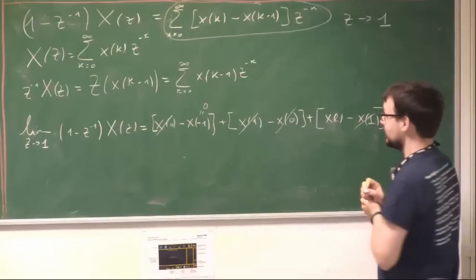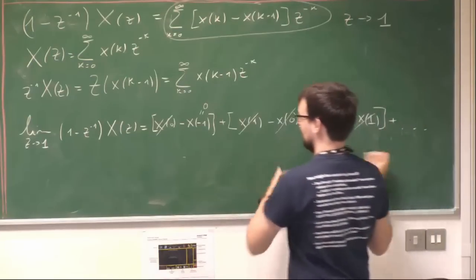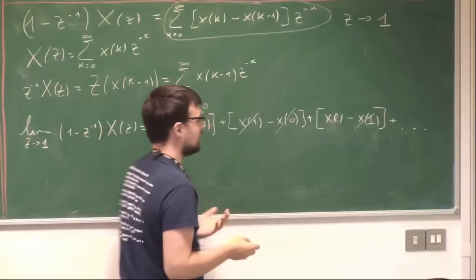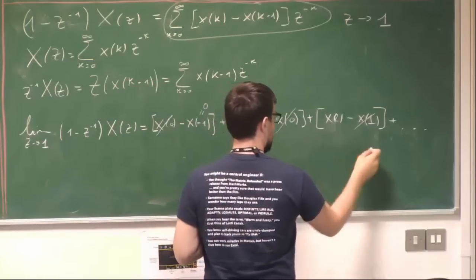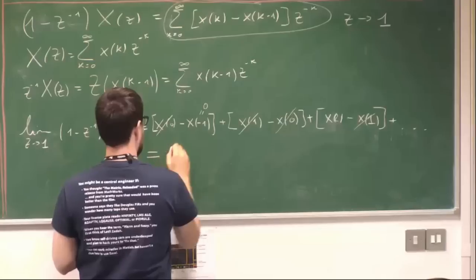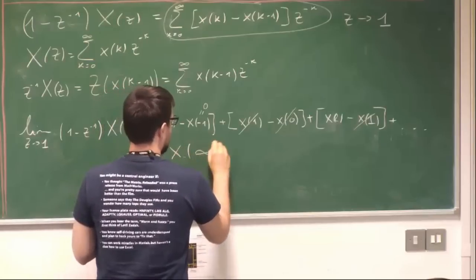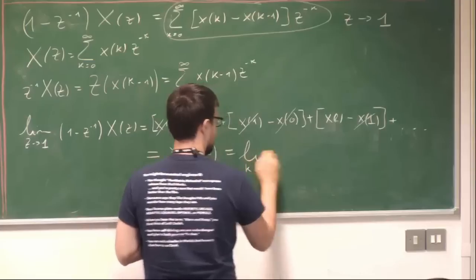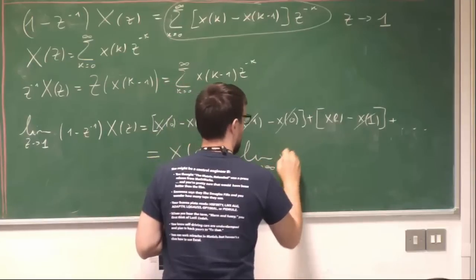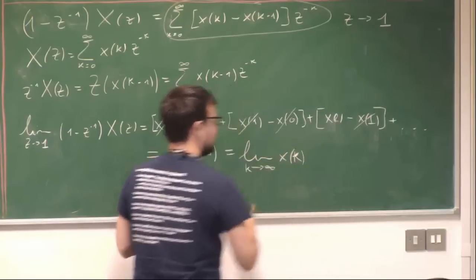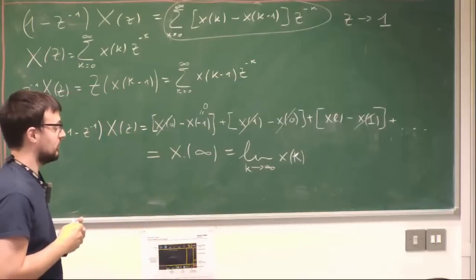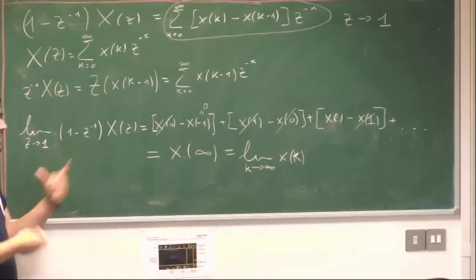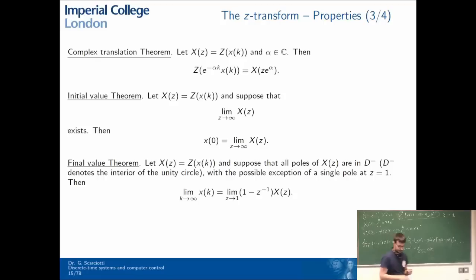x of 2. So we see that if we continue this up to k equal to infinity, we are left only with the last value of this sequence, so this is equal to x of infinity. X of infinity is, by definition, the limit with k that goes to infinity of x of k. Okay? And in this way, we have proved the final value theorem. So the final value of the sequence can be computed in this way.